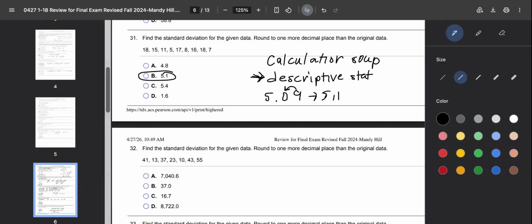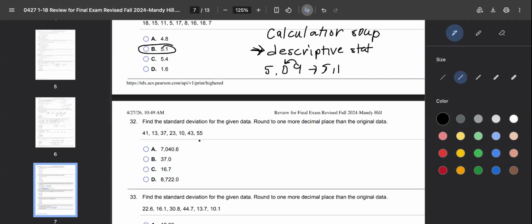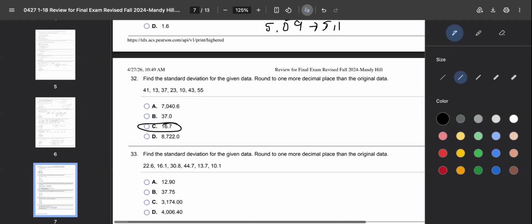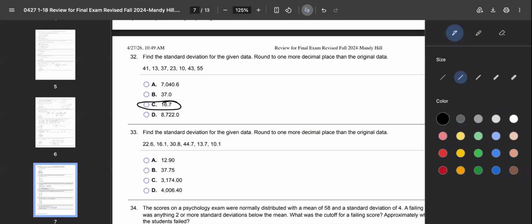You could work this 32 the same way. You're typing them in, and you're going to get an answer. I'm not going to waste your time to go back there again. If that's a problem that you want me to show you how to use Calculator Soup again, I will be happy to do that. But you just type in the answers in Calculator Soup, descriptive statistics. You should get 16.7. Same thing here. On number 33, you should get 12.90.